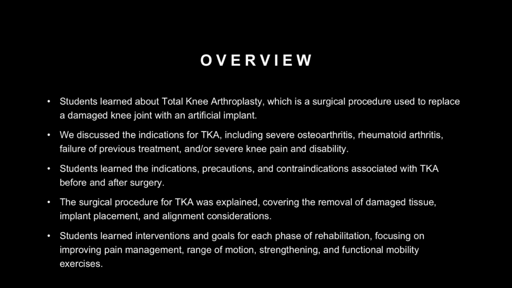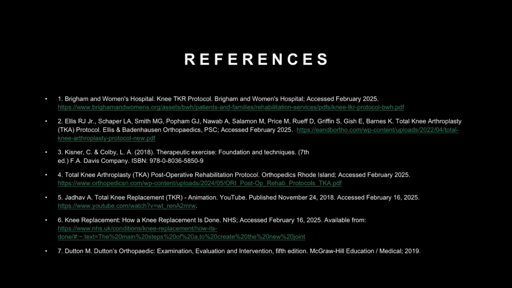So for the overview, hopefully the students learned about the TKA, which is a surgical procedure used to replace the damaged knee joint with an artificial implant. We will discuss the indications for TKA, including severe arthritis, osteoarthritis, rheumatoid arthritis, failure of conservative treatment, and/or just severe knee pain and disability. Students learn the indications, precautions, and contraindications associated with the surgery. The surgical procedure was explained, and students learn interventions and goals for each phase of rehab, focusing on improving pain management, range of motion, strengthening, and functional mobility exercises. These are our references, and that is the end.